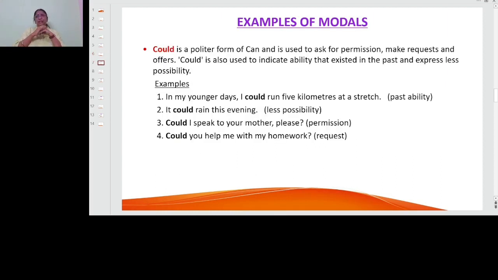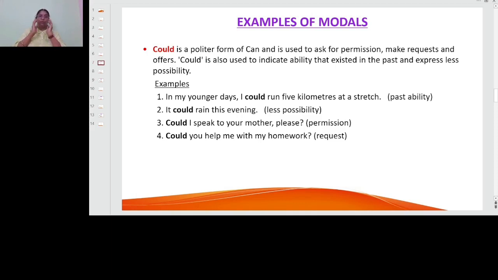Now, what is could? Can, can't, could. Three together you can learn. So, could is also like can. Wherever you use can, you can use could in the same places. But what is the difference between using can and could? Could is actually asking in a polite manner. You understand the same permission, same request. But could is expressed in a polite manner.